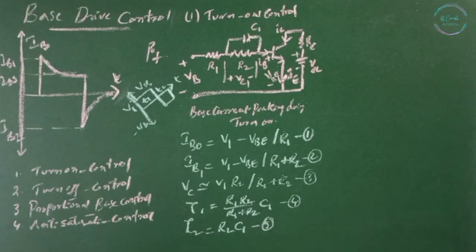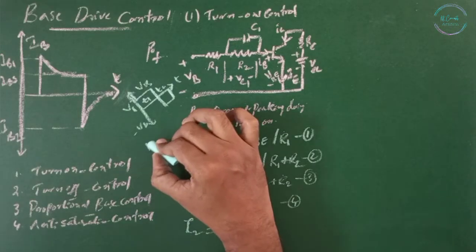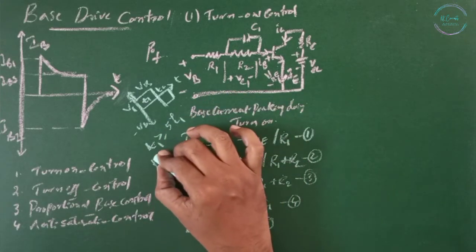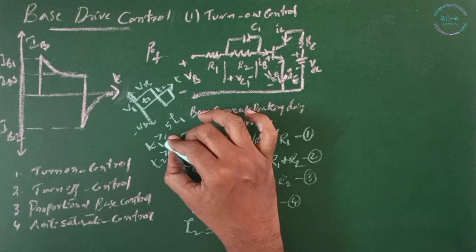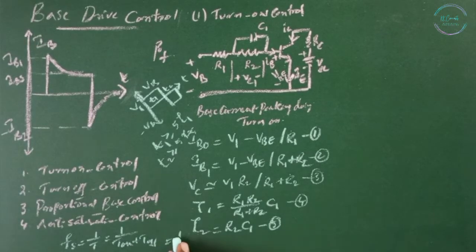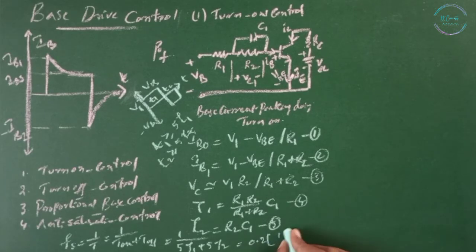To allow sufficient charging and discharging times, the width of the base pulse must be T1 greater than or equal to 5 times tau 1, and T2 must be greater than or equal to 5 tau 2. The maximum switching frequency fs equals 1 by T, that is 1 by t on plus t off, which, substituting the time constants, is 1 by 5 tau 1 plus 5 tau 2, that is 0.2 of 1 by tau 1 plus tau 2.